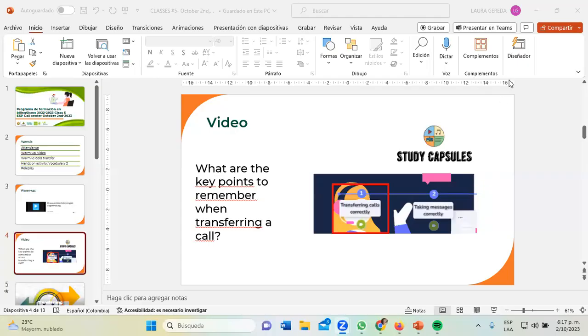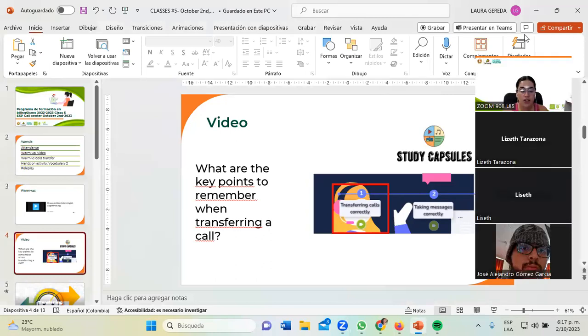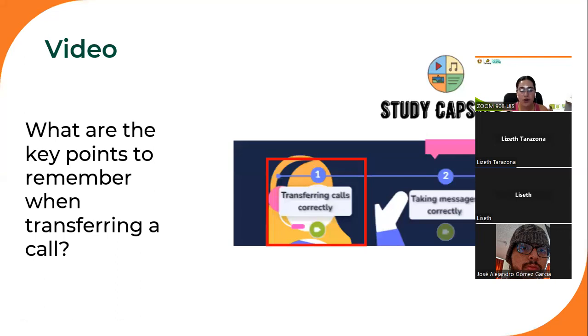All right, guys, so our next activity and one part of the class today will be focused on transferring calls. And that's what we're going to cover in this first part of the class, right? So first, we're going to start with a video in the study capsules of unit number 2. The video is called Transferring Calls Correctly. Okay, so on Moodle, you can find this activity.